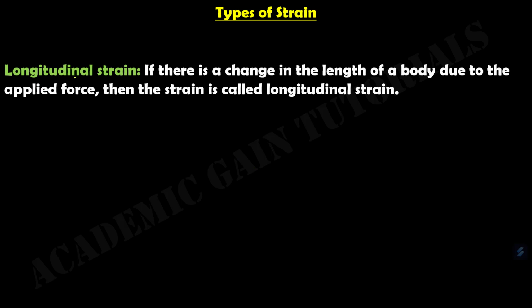First one is longitudinal strain. It says that if there is a change in the length of a body due to the applied force, then the strain is called longitudinal strain. Suppose this is a string of length L, so its initial length is L. Due to the applied force, suppose we add some weight in this part. After that, the body will look like this.